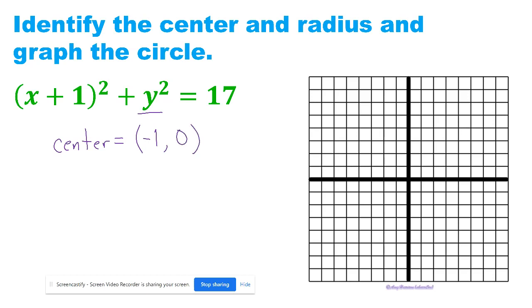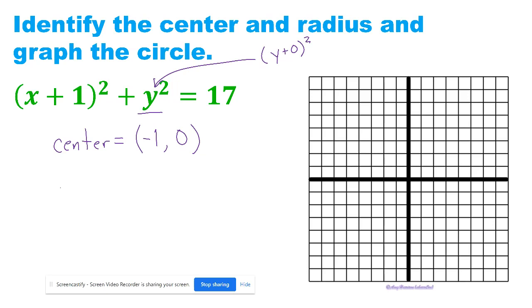And here's why. If you wanted to rewrite this with a number in parentheses with y, the way you would do that is you would say y plus 0 squared. So that's kind of how you think of that when there's no parentheses, when there's no other number. So our center point here is -1, 0.